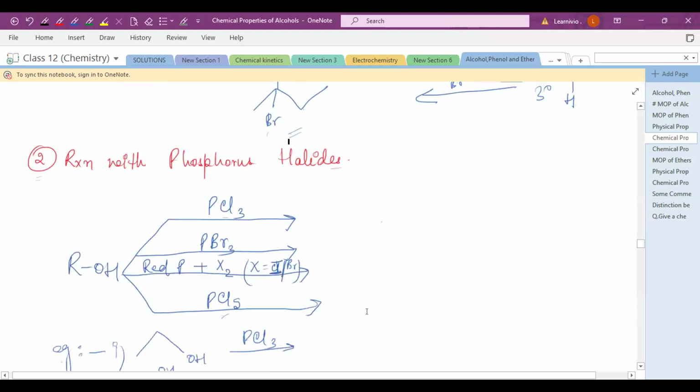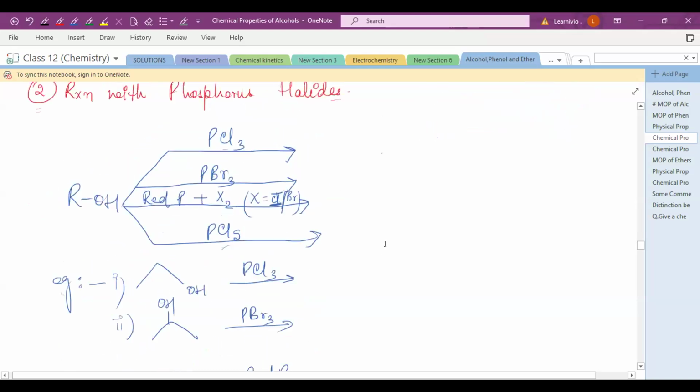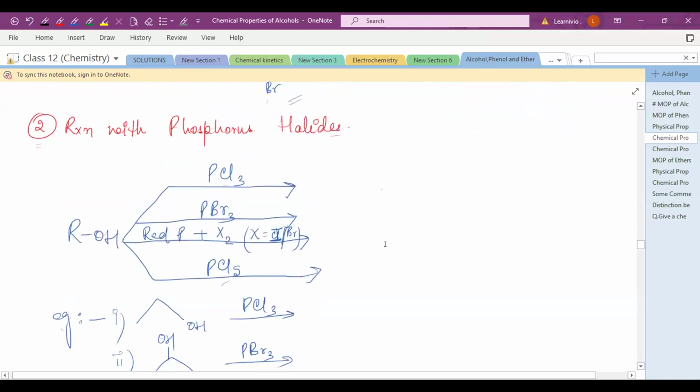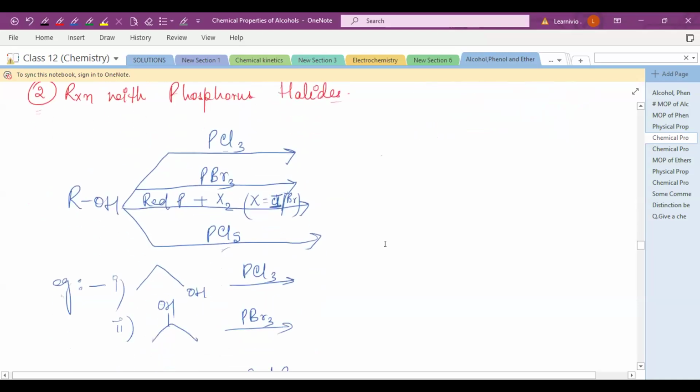Reaction with phosphorus halide. Now you guys will tell me this reaction, because we have already covered this in the methods of preparation of alkyl halides. The same reaction we are discussing here in the chemical properties of alcohol. But in the haloalkane chapter, we will discuss this in the method of preparation of haloalkane. Now tell me, reaction with phosphorus halide, right? So we will use different phosphorus halides as a reagent, and we will treat it with the alcohol. So what will be the product in this case?